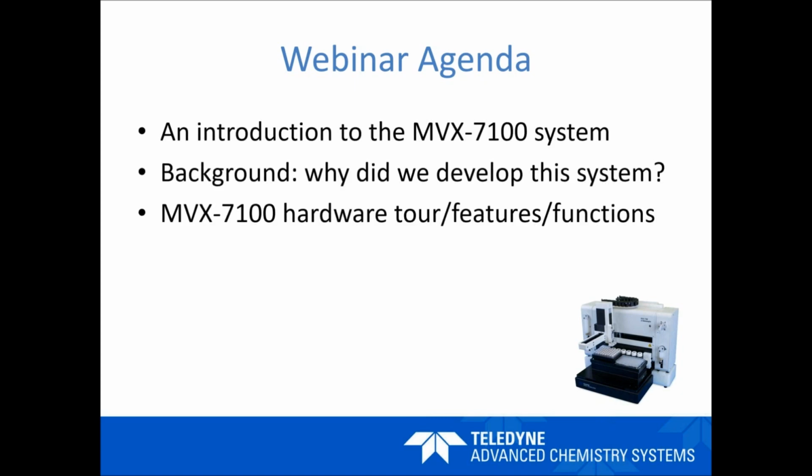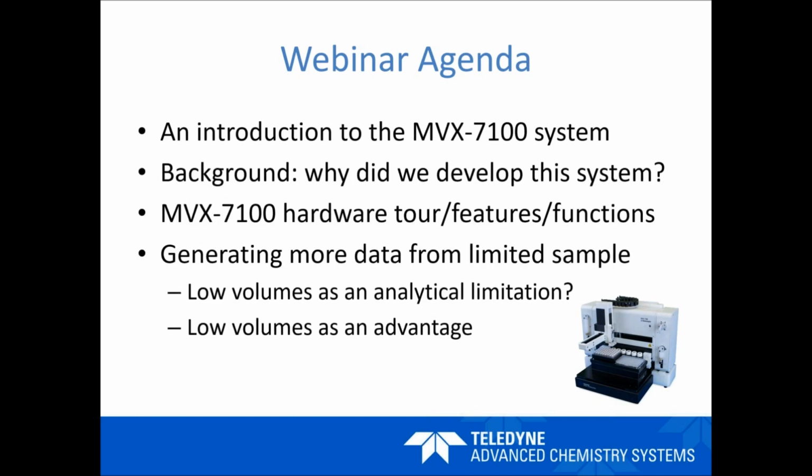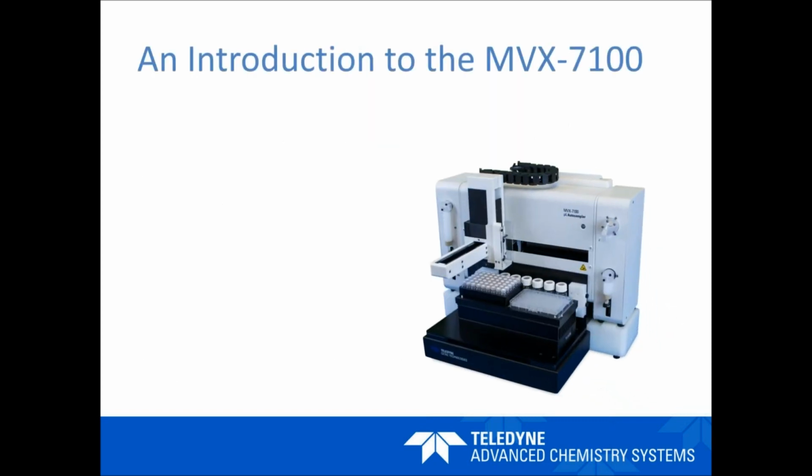Then we'll move on to, essentially, I'll do a hardware tour and the features and functions of the system. And then I'll move on to the idea of generating data, so generating data from limited sample from the point of view of an analytical limitation or a challenge, but also from the point of view of doing this for analytical advantage. And then I'll move on to some applications and examples just to give you a feel for where we've been using the system, what kind of analysis, what kind of applications have been successful with this system. So I'll start with an introduction to the MVX 7100 system.